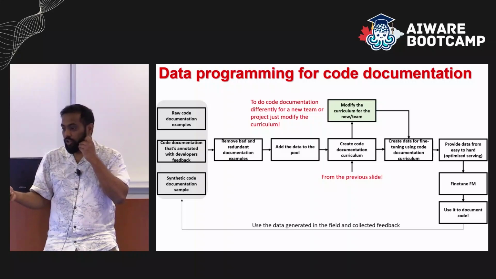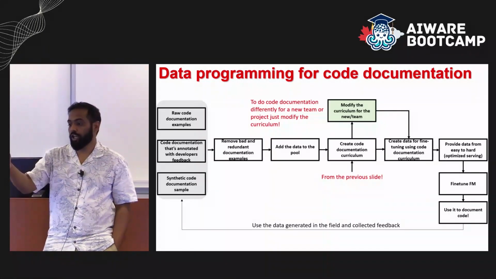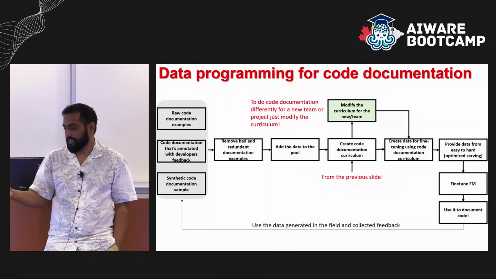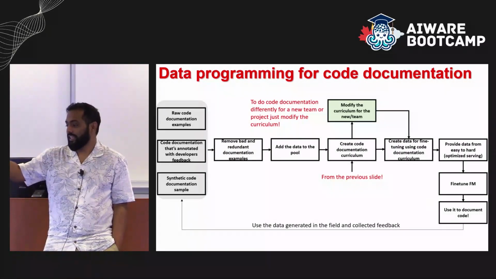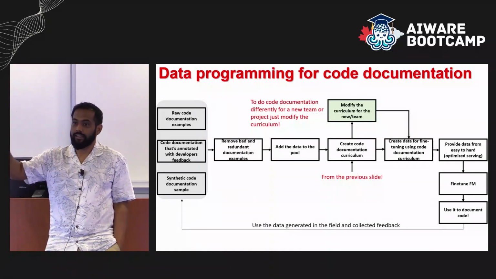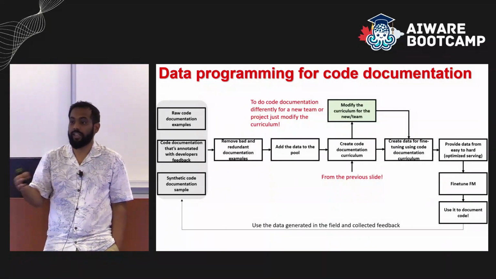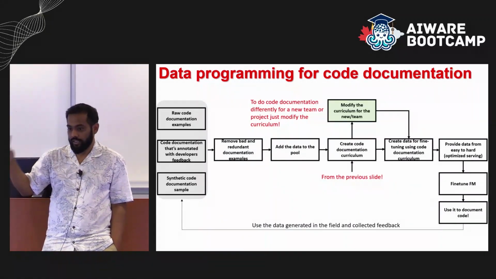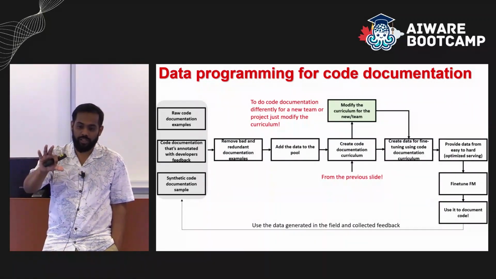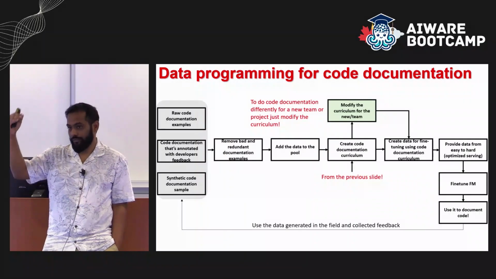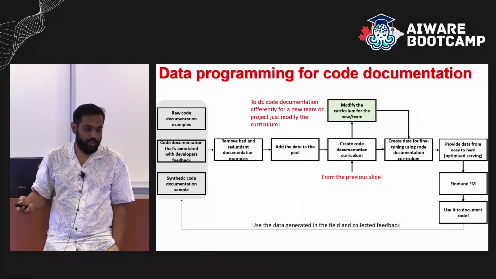So a loop might look like this: we have all the raw data. We first remove all the bad and redundant documentation examples. We add it to the pool, and then we create the curriculum that we saw in the previous slide. And this curriculum can then be iterated and modified by the whole team. Once we agree upon the curriculum itself, we can use synthetic data generators like self-instruct to generate data and serve it in an optimal way to fine-tune the model.